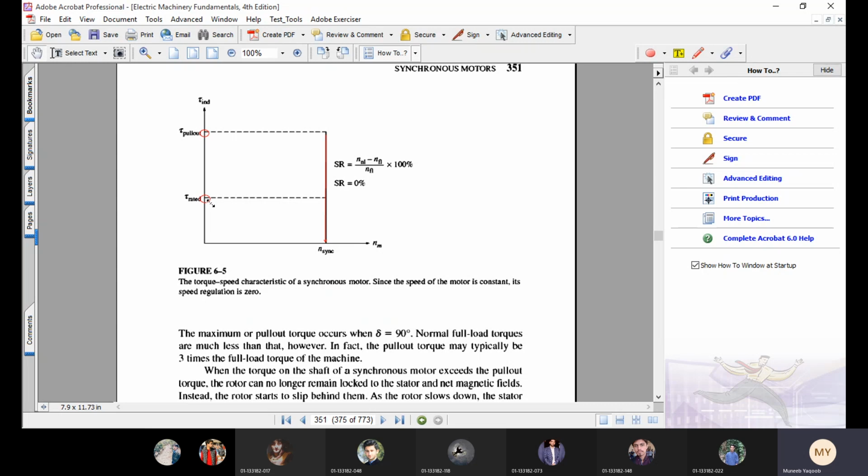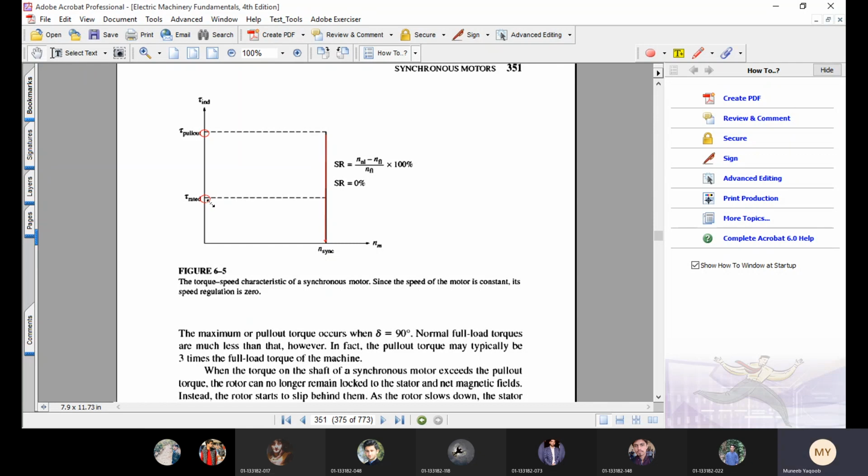Why are these two values important? Number one, the machine is designed to operate at its rated torque. To be operated at its rated torque. Suppose the rated torque is 50 Newton meter.